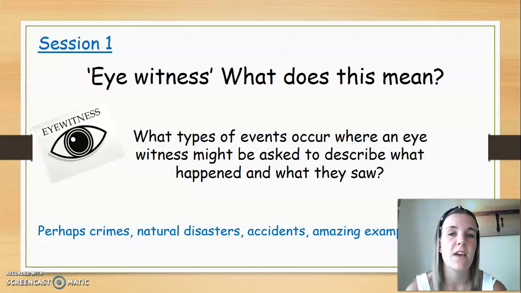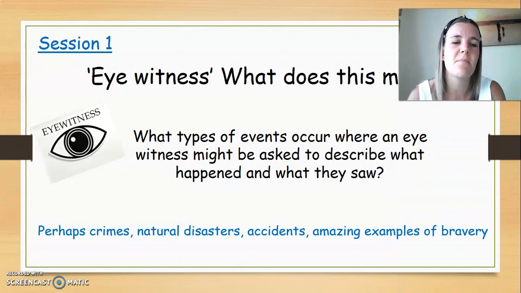It might be of a natural disaster. So something terrible that may have happened naturally in the world. People may have witnessed it and may be sharing what they've seen with other people who didn't witness it. An accident that may have happened. Perhaps an eyewitness needs to be able to explain to paramedics or doctors or nurses exactly what might have happened in an accident. And another example that I thought of was perhaps an amazing example of bravery. So, when somebody's been incredibly brave, an eyewitness might be able to share what they've seen there as well.